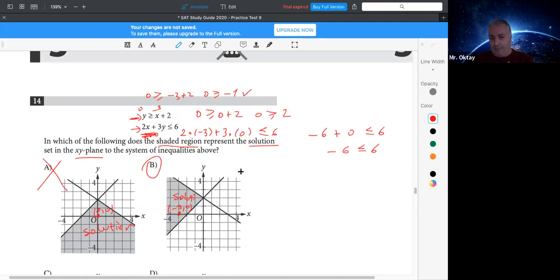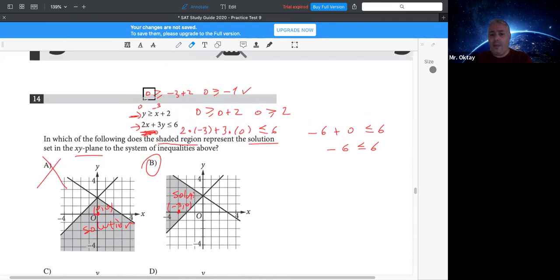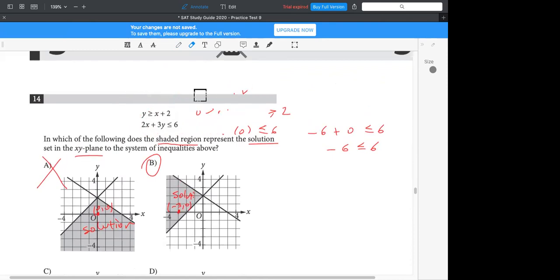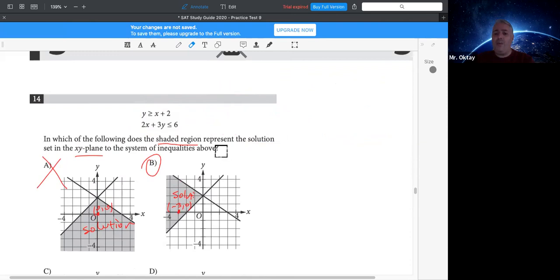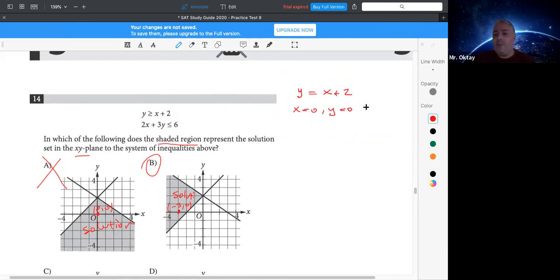And normally, how can I solve the question? First of all, did you understand why this is the solution? Understand or not? Yes, sir. Okay, now the normal way. What is the normal way? Just say y is x plus 2. So when x is 0, what is y? It is 2, so 0 comma 2. When y is 0, what is x? So when y is 0, x is negative 2, so negative 2 comma 0.